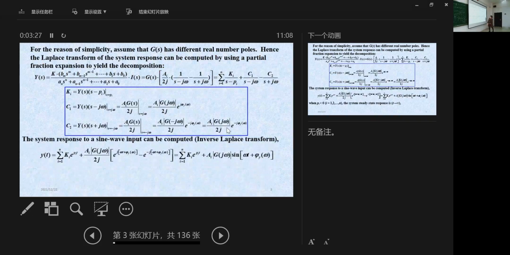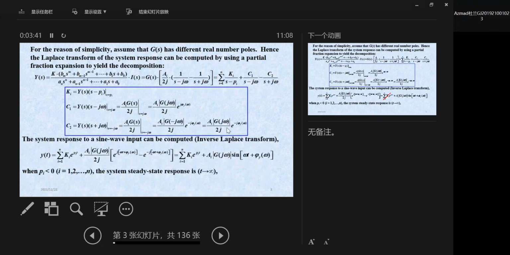Since the response to a sine wave input can be computed by the inverse Laplace transform, we can get this. If you don't know that process, just try to remember the results. When all poles are smaller than 0, the system's steady-state response as t tends to infinity, this term is eliminated, because e to the p t will be nearly 0, 0 times K is 0, so it no longer exists.